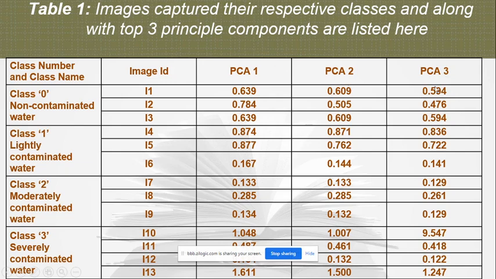Similarly, you have to find all the principal components of all the 13 samples. Class 0 has 3 images I1, I2, I3. Class 1 has 3 images I4, I5, I6. Class 2 has 3 images I7, I8, I9, and class 3 has images 10, 11, 12, 13. PCA1 is the topmost eigenvector, the next topmost eigenvector is PCA2, and the next is PCA3.